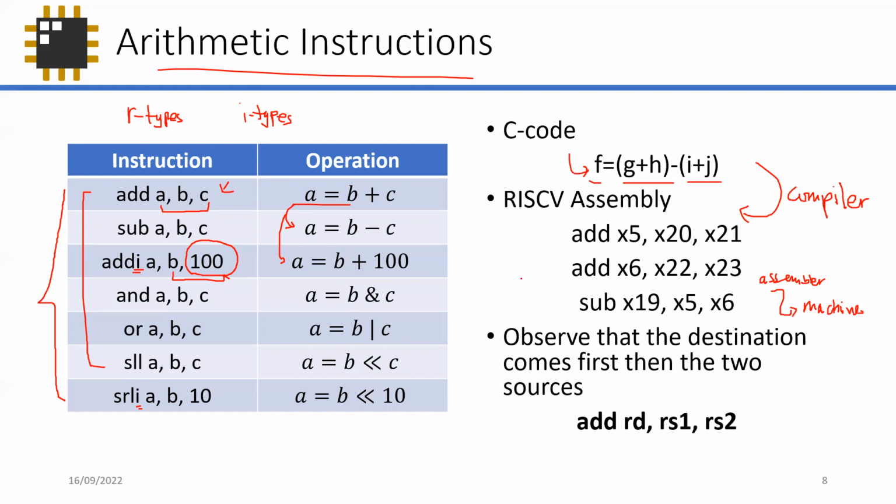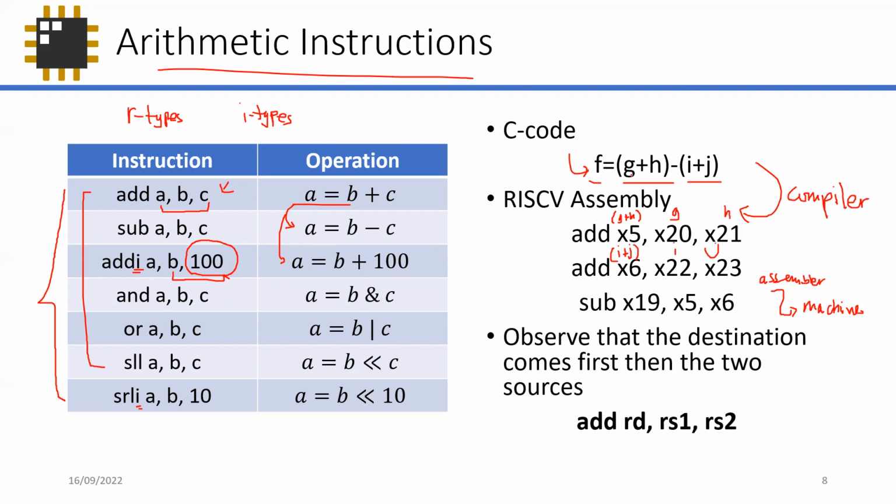So if I'm going to write it in RISC-V assembly, let's assume X20 is G, X21 is H, X22 is I, and X23 is J. This first parenthesis, G plus H, will be stored in X5, and the second parenthesis, I plus J, will be stored in X6. So you can follow what's happening up here. It's very easy to translate because it's very direct.